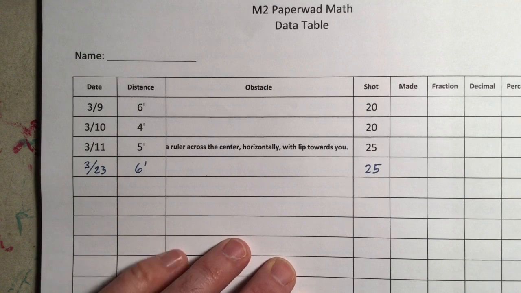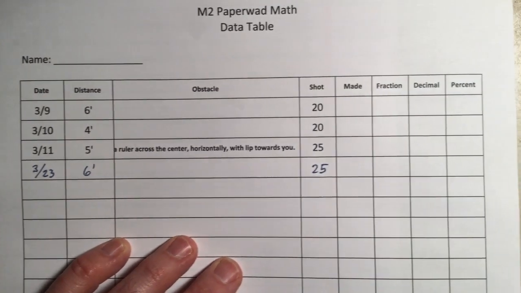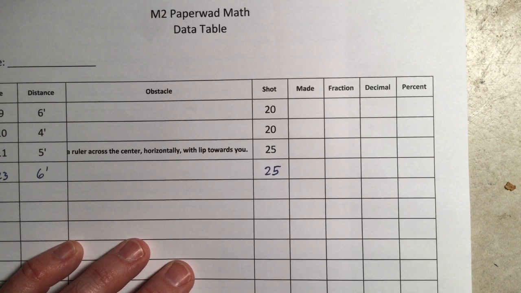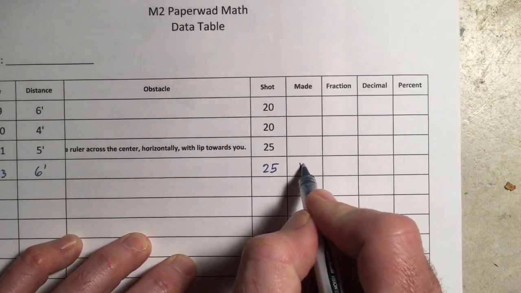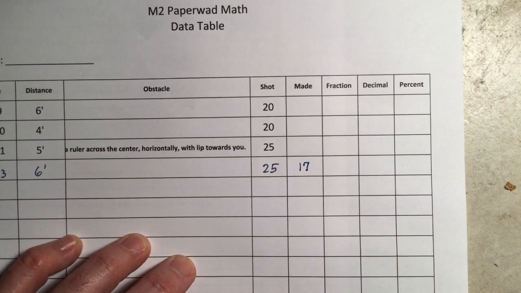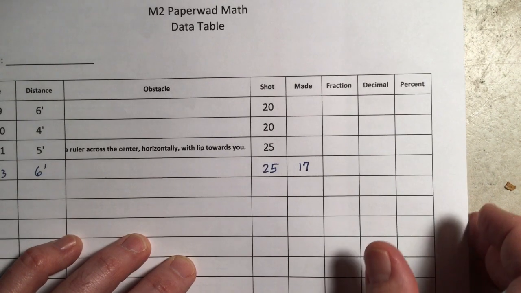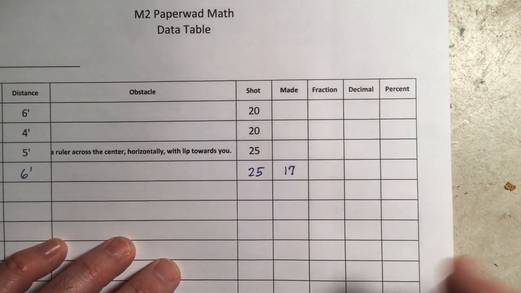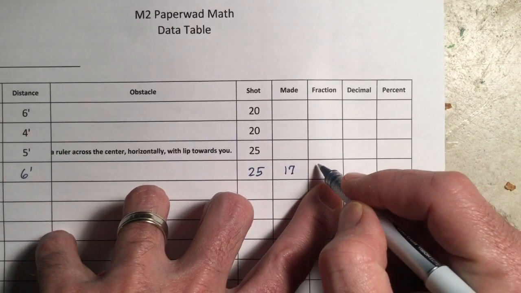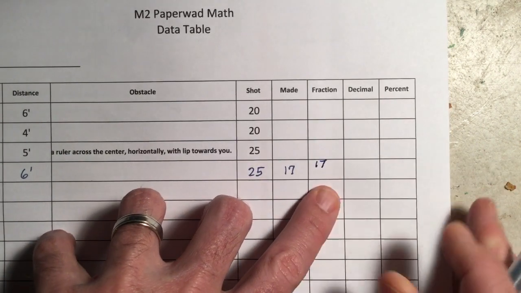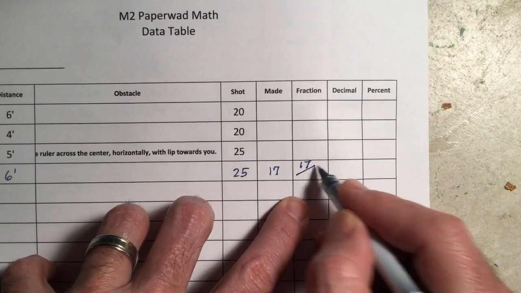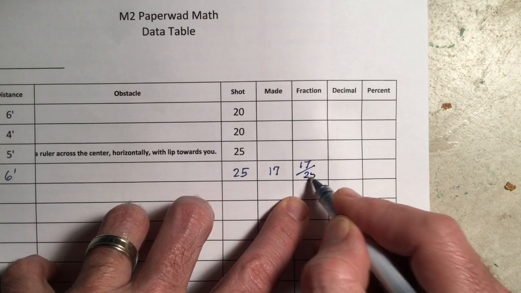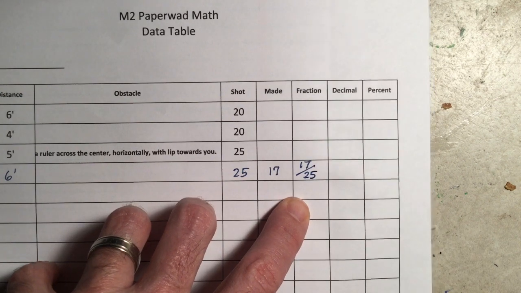As a quick reminder, as you shoot and you're figuring out the percentages, let's say that in your shooting, you shoot and make 17. 17 would go here. And your fraction is simply taking the number made, which is the numerator, which would be 17, and putting it over the denominator, which is the number of shots that you have taken, to make 17 of 25.